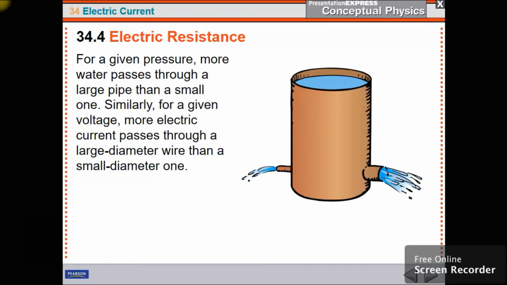Okay, now we're going to talk more about that electric resistance. So that bucket, as you see, has a hole in it, a big hole and a small hole. More water is going to pass through the big hole than the small hole, even though they both have the same pressure pushing water out. The same is true for voltage. If you have voltage pushing current, electrons, through something, instead of the size of the hole, like for water, it's the resistance of the material.